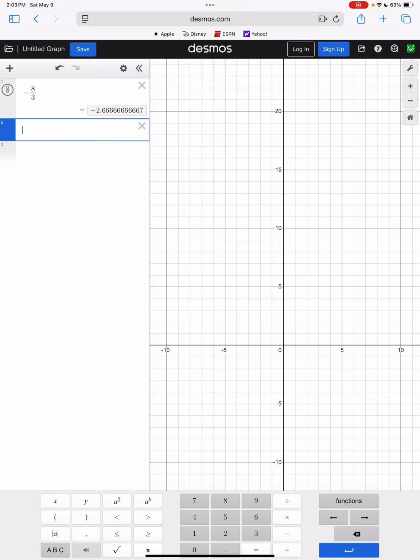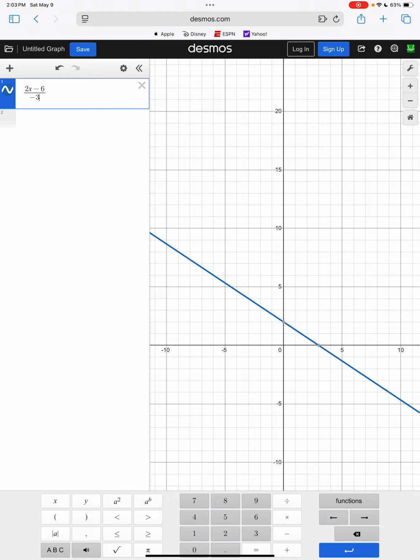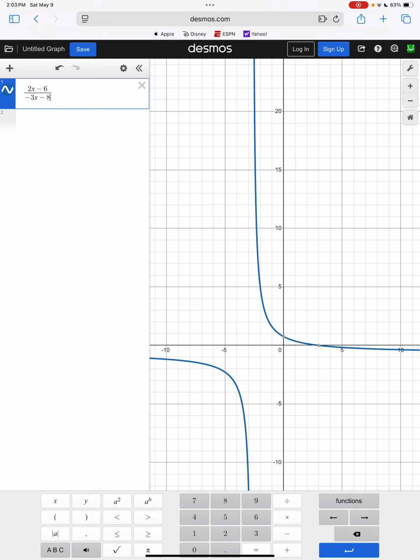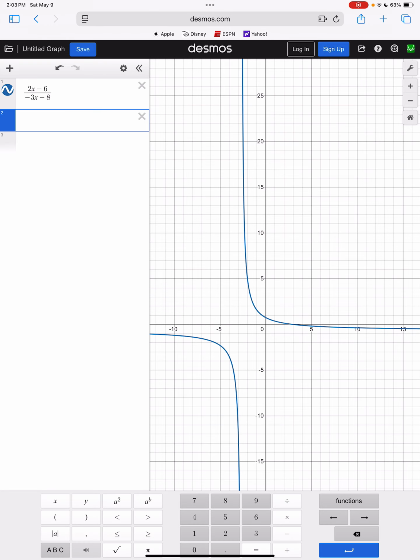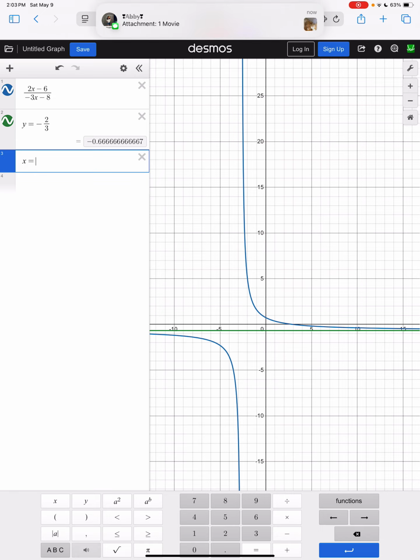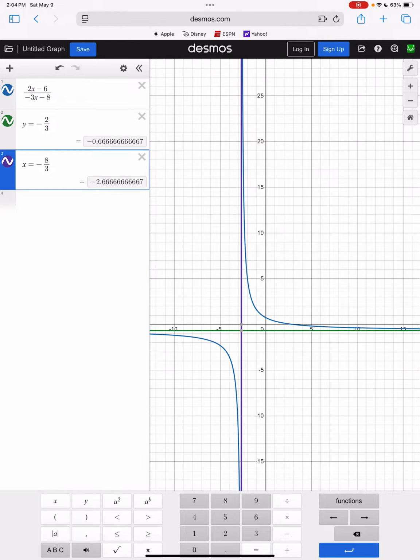Let's double check the graph. Fraction. You can type this into your graphing calculator. I have Desmos because it's on an iPad. -3x minus 8. And you can see that it crosses here and here. And then even if we did our horizontal asymptote, that's why it can't touch that one. And then our vertical asymptote was -8 divided by 3. And that is our graph.